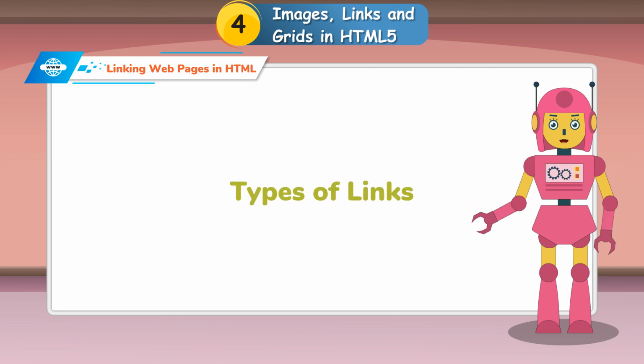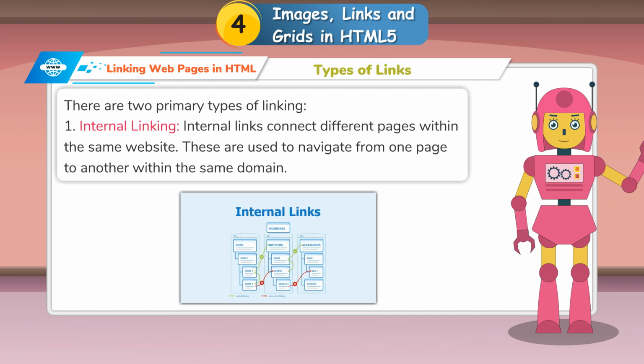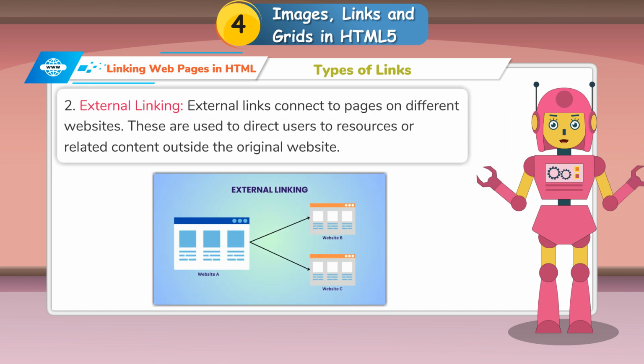Types of links. There are 2 primary types of linking. 1. Internal linking. Internal links connect different pages within the same website. These are used to navigate from one page to another within the same domain. 2. External linking. External links connect to pages on different websites. These are used to direct users to resources or related content outside the original website.